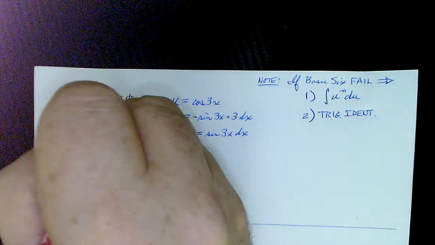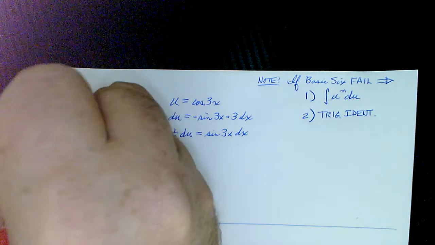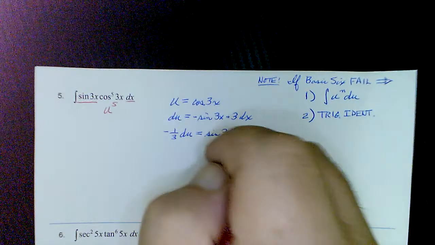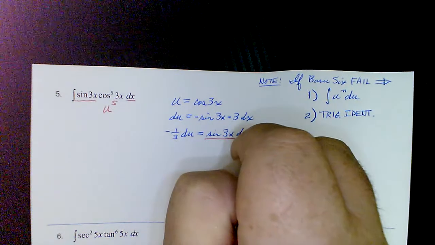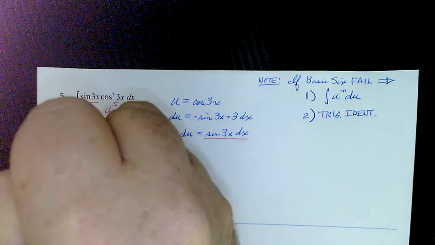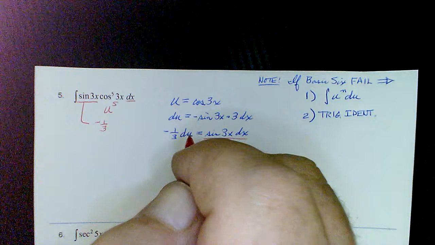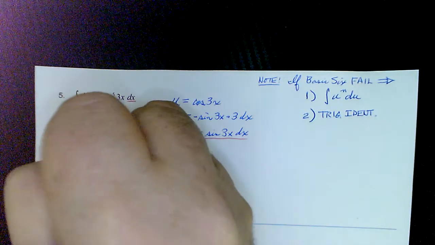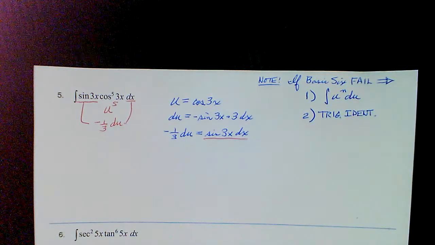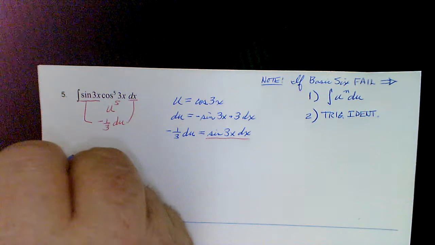Our cosine to the 5th of 3x becomes u to the 5th. And if we look at the leftovers, sine of 3x differential dx, compare them to our du, and once again we see there's a match. We could replace sine of 3x dx by a negative 1/3 du. Okay, so now we're ready for the change of variables.